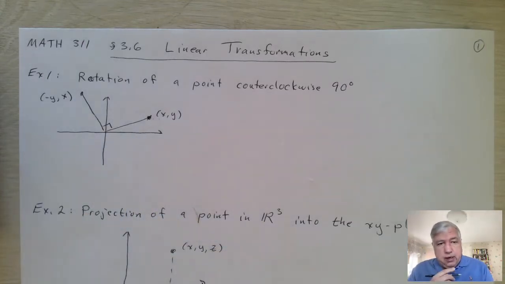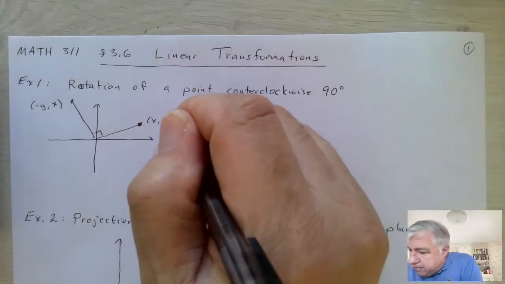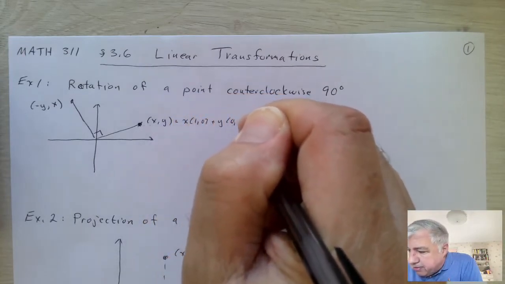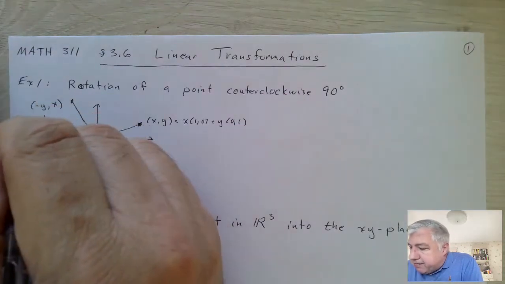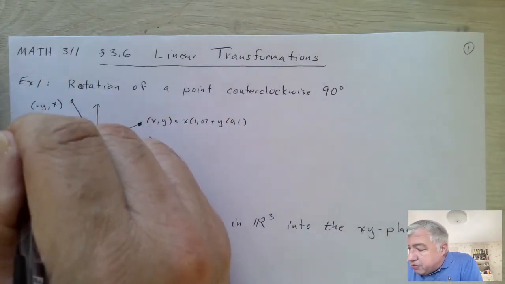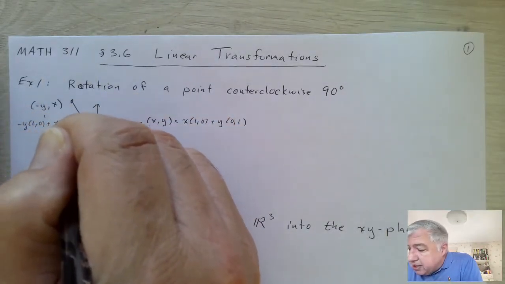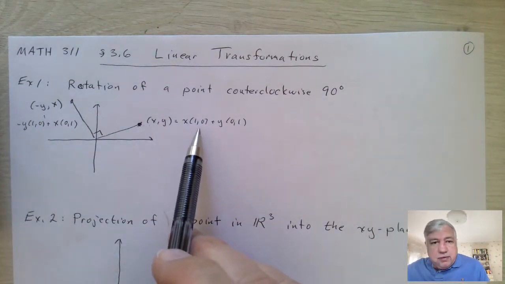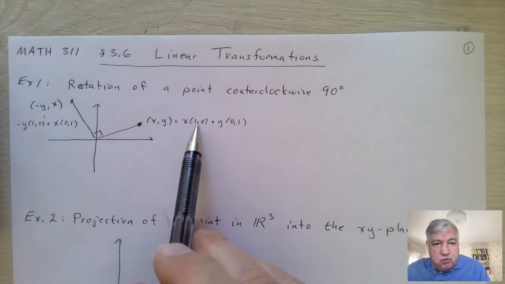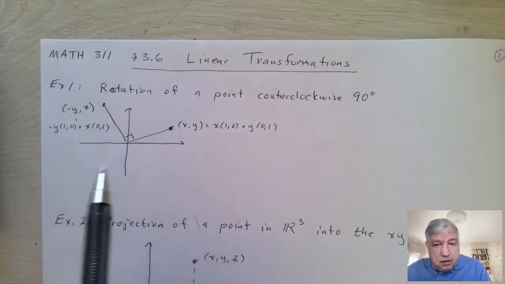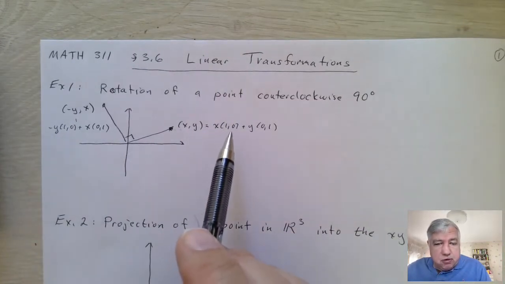We're going to see that this actually has a very nice property. You'll notice that (x, y) we can decompose as x times (1, 0) plus y times (0, 1). And then the rotated vector will be minus y times (1, 0) plus x times (0, 1). If we apply this rotation to the vector (1, 0), we get (0, 1).